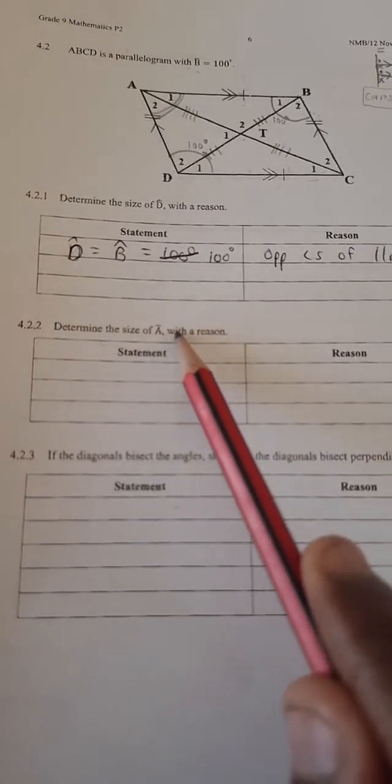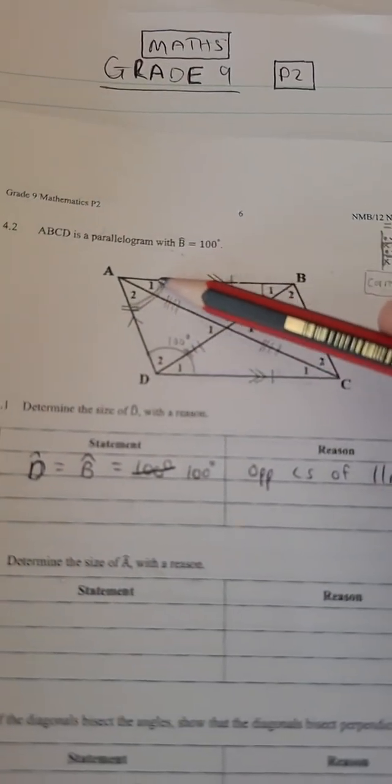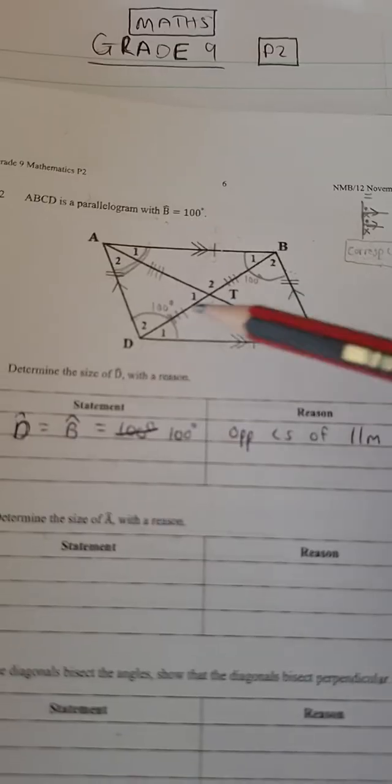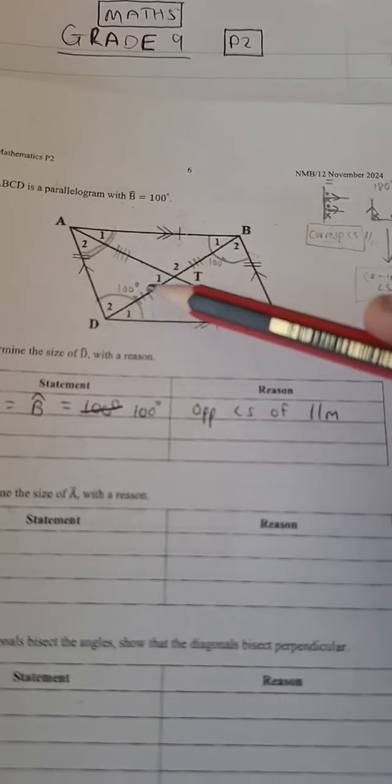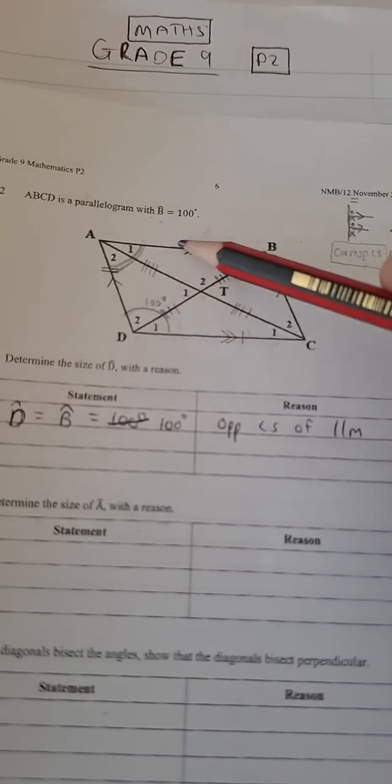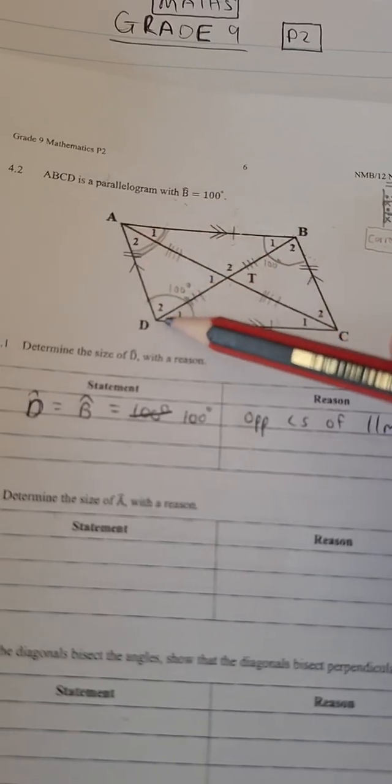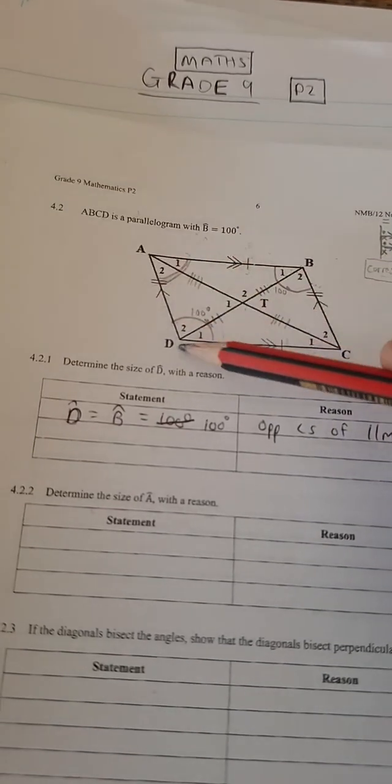Determine the size of angle A with a reason. Where is A? Here is angle A. What other angles do we have in this parallelogram? We have angle D, we have angle B. So, if we have angle D and it is 100 degrees, what relationship do angle A and angle D have together since they are situated between parallel lines? We can check what that relationship is. Angle A, all of it, with angle D, all of it. They lie between the parallel lines.